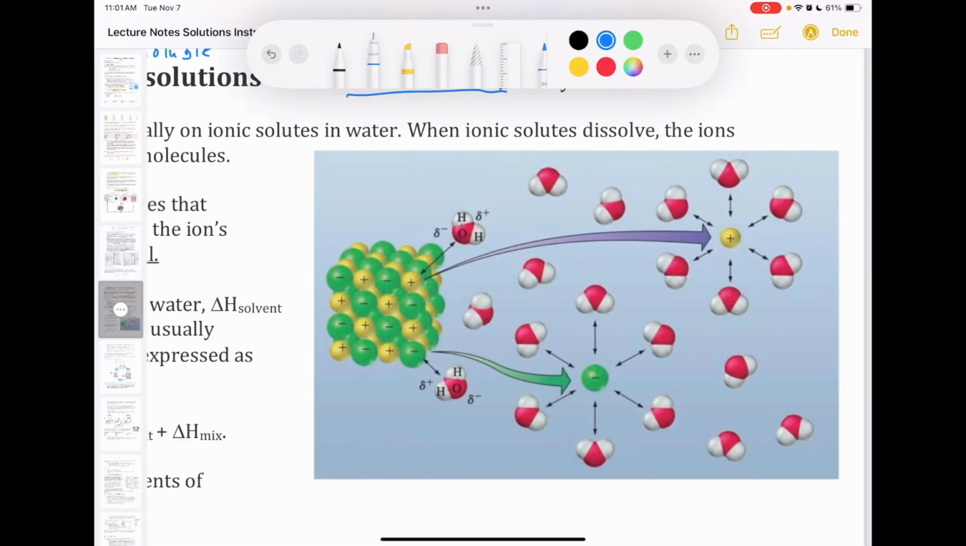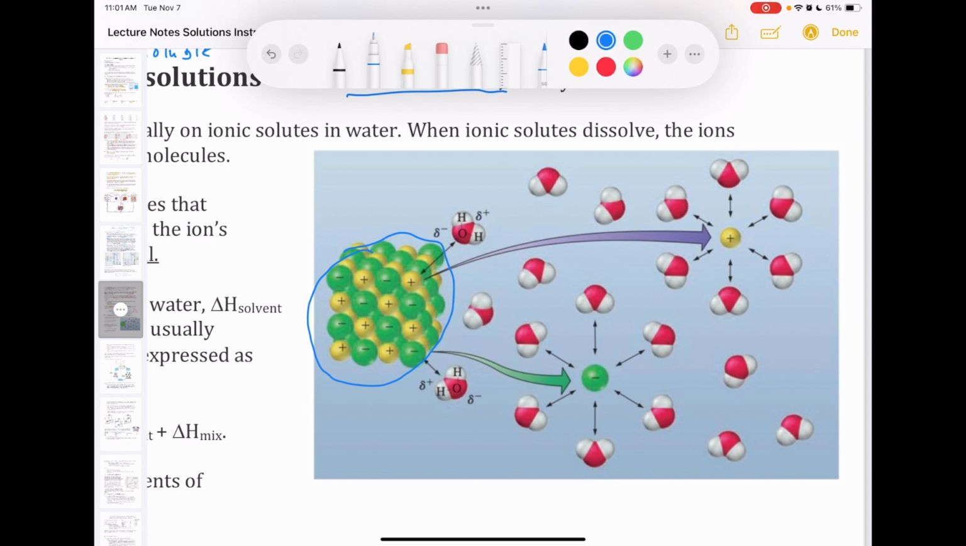So we just talked about how solutions form with covalent solutes. Now we're going to focus on ionic solutes. When you have an ionic solute, you have these solids that are originally composed of those cations and anions packed tightly together because they have those strong electrostatic interactions, which we call the ionic bond.